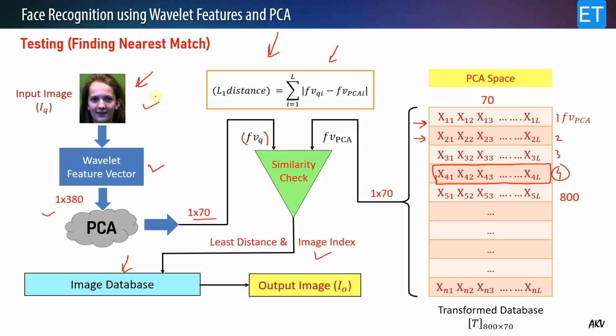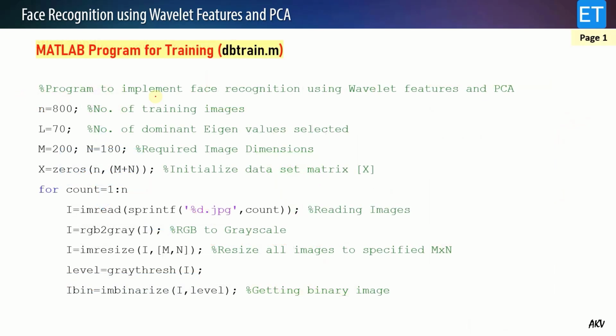Okay, so now let me come to the programming part, how all these things are implemented in Matlab. This is my first script, dbtrain.m, that will be utilized to train those 800 images.